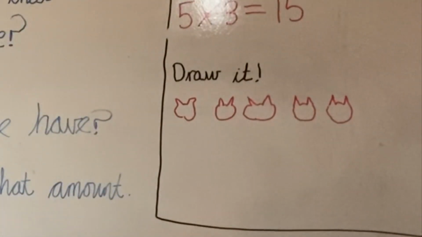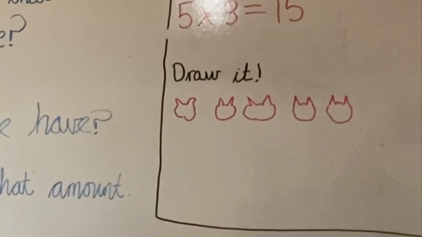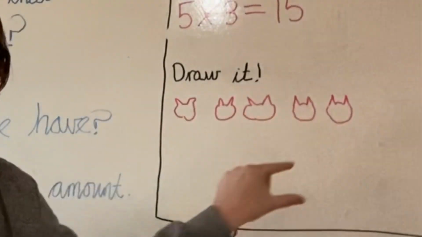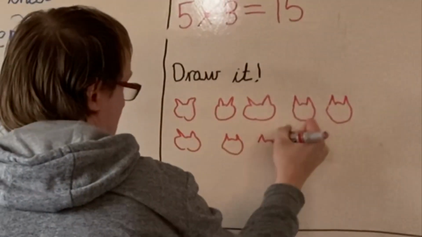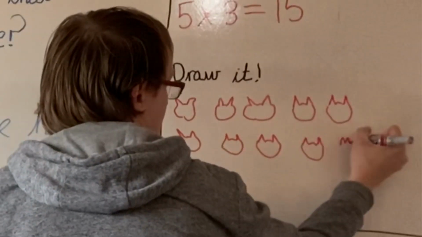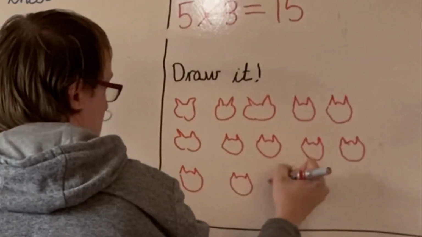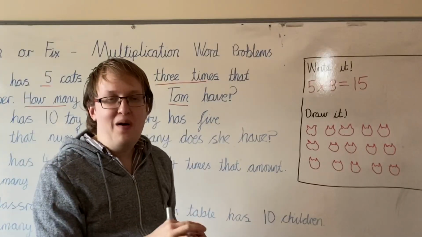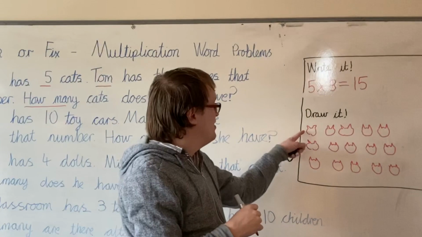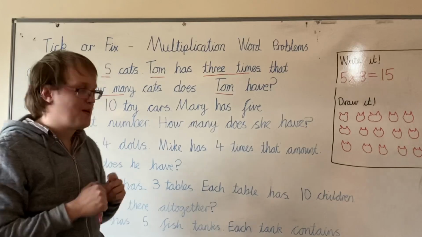Bob had 5 cats. 1, 2, 3, 4, 5. 1 row, 5. Tom had 3 times that amount. So Tom had 1 row, 2 rows, 3 rows. Tom had 3 times 5. 5, 10, 15.